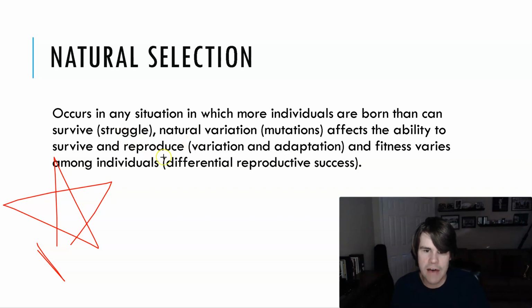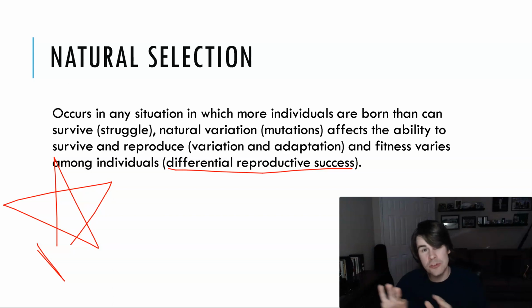Affects the ability to survive and reproduce. So mutations, random, some more likely to survive, some not. And that results in variation. Mutations, DNA is a source of variation. Those can also be adaptations. And fitness varies based upon those adaptations and variations. And so therefore there is differential reproductive success. Some organisms will survive and reproduce better than others. And so successful genes for a certain environment will be passed on to the next generation.